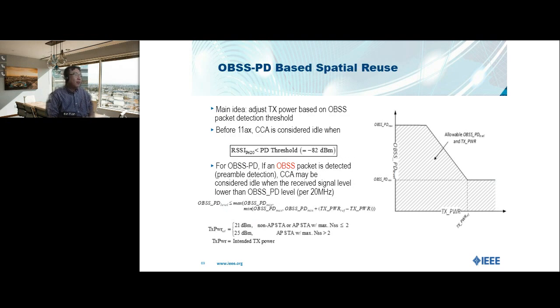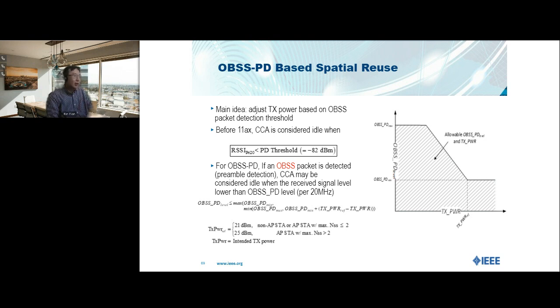OBSS-PD-based spatial reuse, in fact, the idea is very straightforward. The idea is that before AX, the channel is considered idle based on CCA, basically clear channel assessment. The client looks at the channel and measures if there's a signal there. So there is the ED level of minus 62 dBm. I didn't mention it here because it's mostly reused between the OBSS. Another most important part, generally, is called packet detection. The packet detection level is minus 82 dBm specified in the spec. So before 11ax, if you see the channel at minus 82 dBm, you cannot transmit.